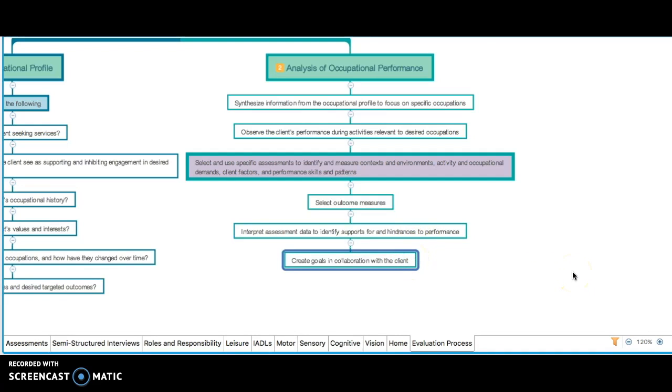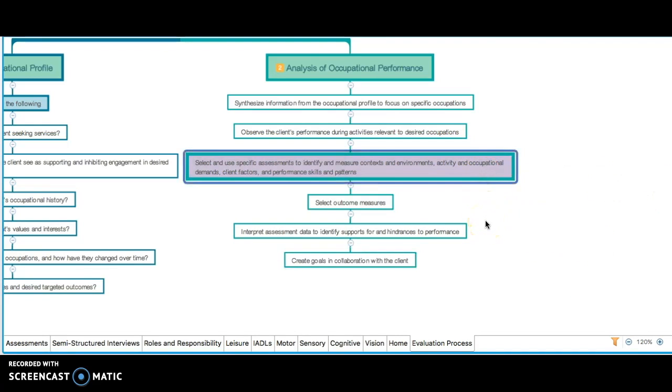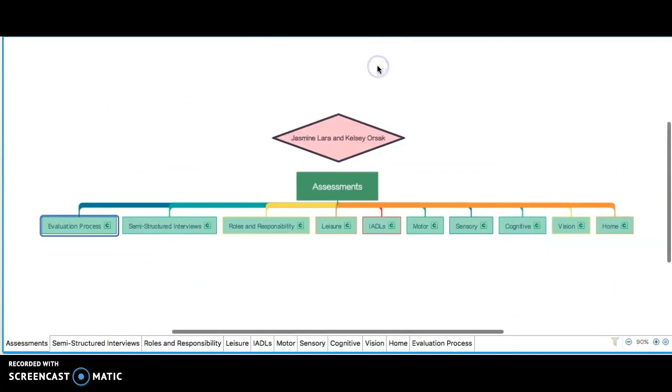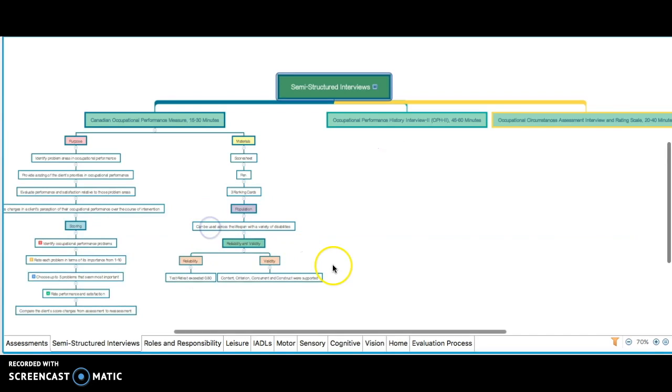In this class, we specifically focused on the purple box, selecting and using specific assessments. We are now going to look at all the different assessments we have learned this semester. When discussing how to organize our portfolio, we agreed on specific criteria that we believe was crucial to include for each assessment learned in class.